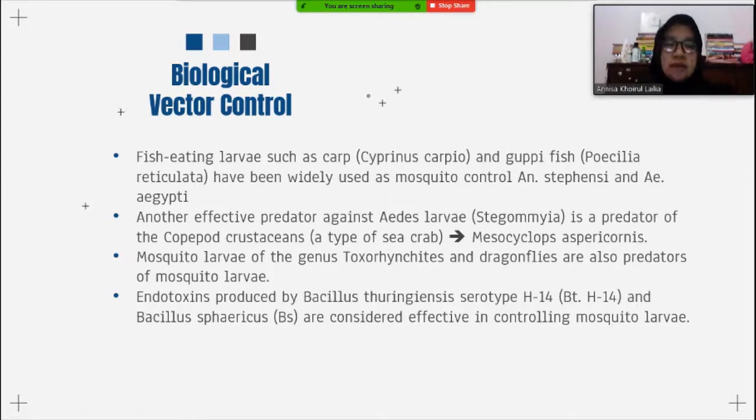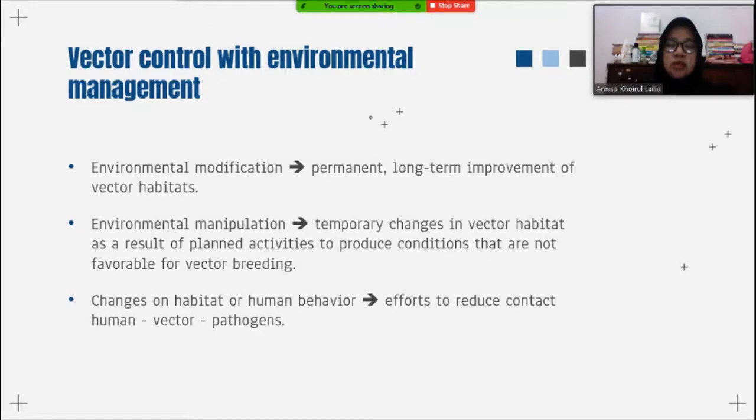And then vector control with environmental management. There are three kinds. The first is environmental modification, which is the permanent and long-term improvement of the vector habitats. And then the second is environmental manipulation, which is a temporary change in the vector habitats. And then the last is change of habitat or human behavior, which is an effort to reduce the contact between human, vector, and pathogens.